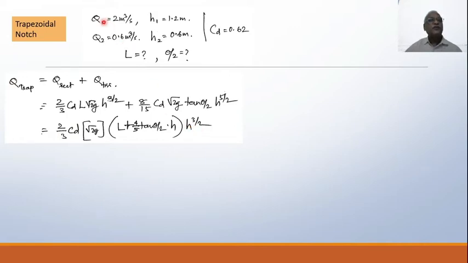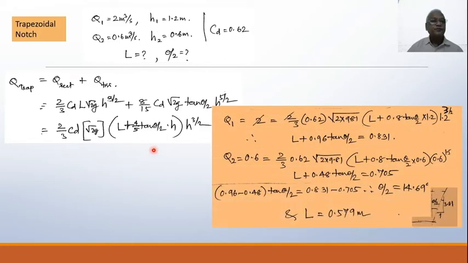Now if you look at the data, Q is given as a total, H is mentioned as 1.2, CD is given, but you have two unknowns, L and theta by 2. But you have two pieces of information, so it should be possible for you to solve for L and theta. We'll go ahead and do that also.